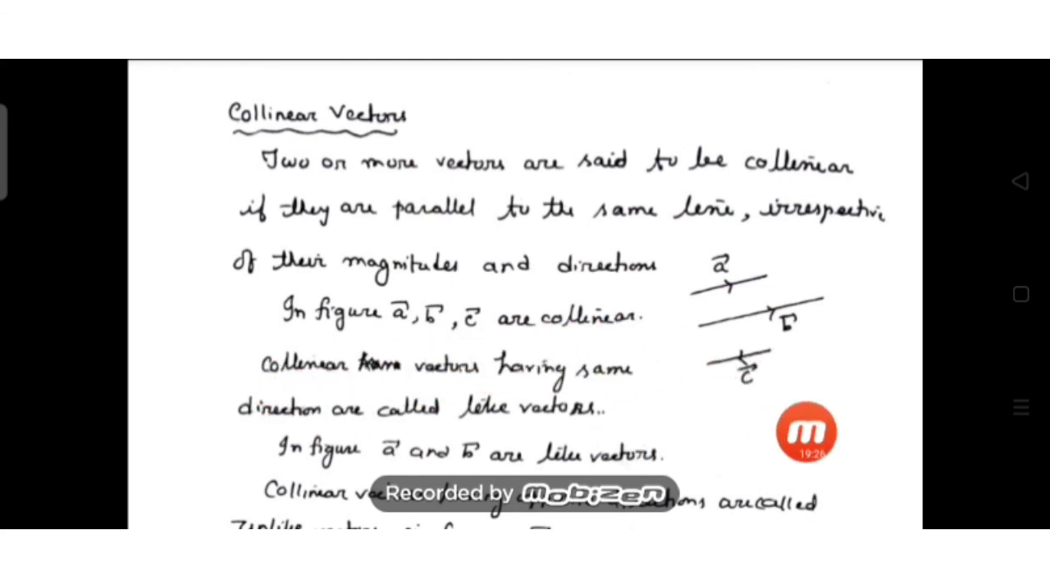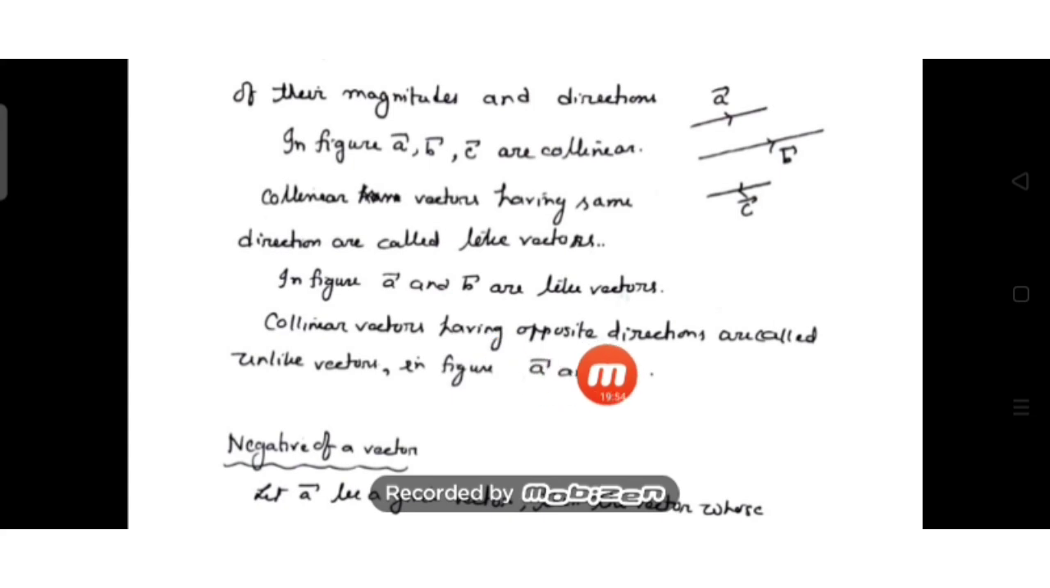One more thing: if collinear vectors have the same direction, suppose A bar and B bar, which are parallel and have the same direction, they are called like vectors. And if the direction is opposite, then they are said to be unlike vectors. In the figure, A bar and B bar are like vectors, and A bar and C bar are unlike vectors.